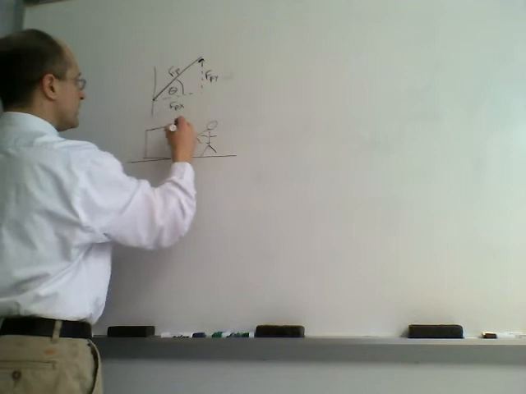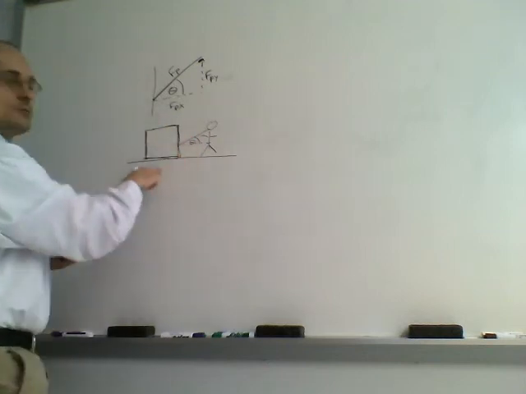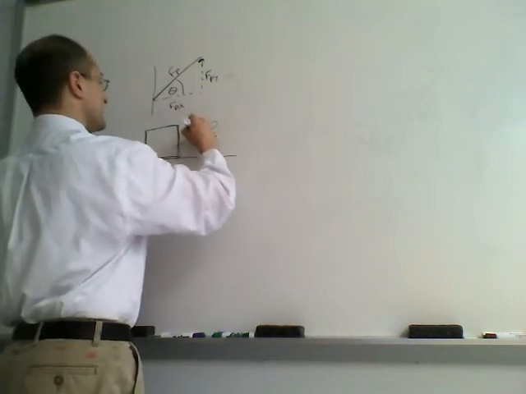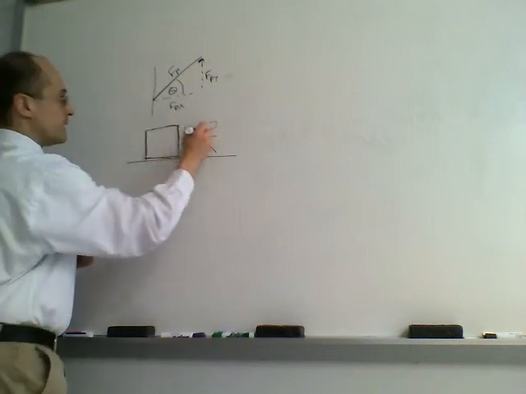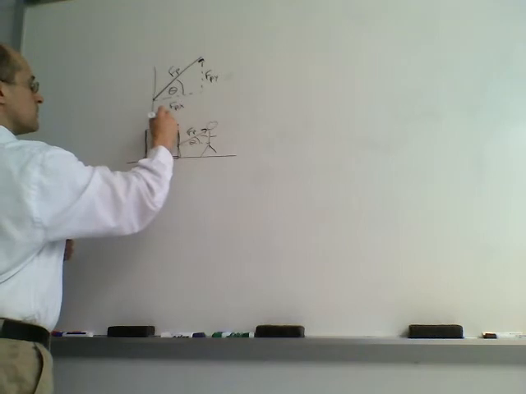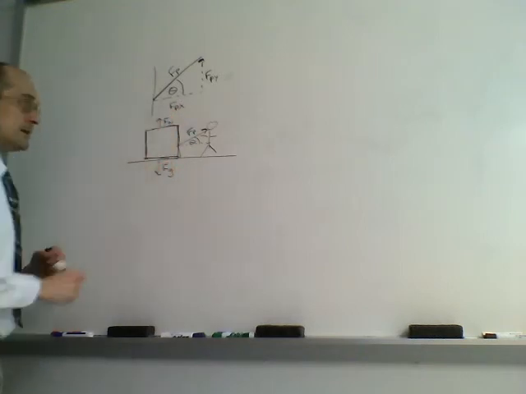So what does that tell us? What does that do to us? We'll still assume that our surface is frictionless. We have the force of the pull going up at some angle. We still have the normal force up, and gravity is always pulling us down.